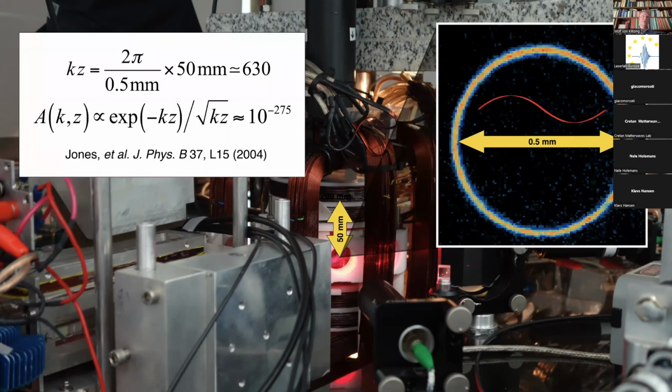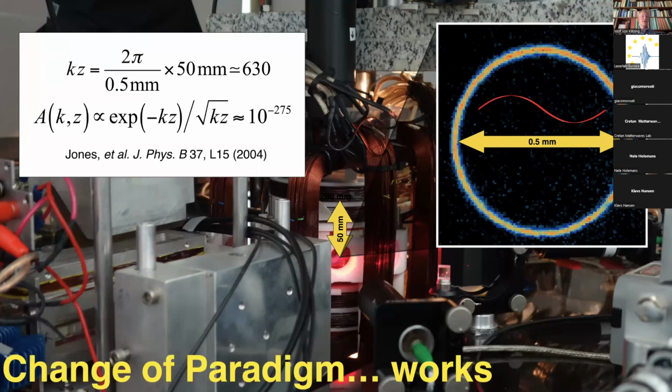Then I can calculate, using the formula that I mentioned earlier, how much any roughness out here would be suppressed. I can calculate k times z, roughly the radius of the ring. So k times z is about 630. Plug it into the formula and you get 10 to the minus 275. So any roughness in the coils is suppressed by 10 to the minus 275. That's of course a ridiculous number. There is no such number in physics. But what it tells you is that it just doesn't exist. There are other effects which play a role infinitely before that. So in other words, this ring has to be smooth. It is a true change of paradigm and it works.